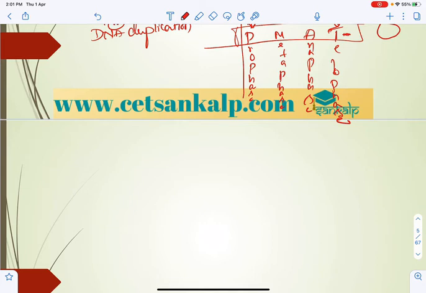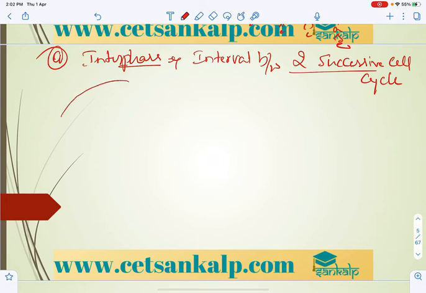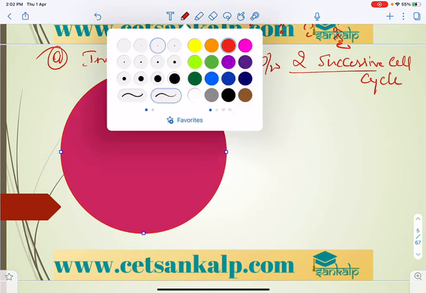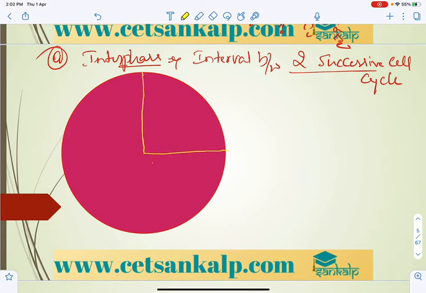I will mention here that interphase is the phase which occurs between two successive cell divisions. Interphase is the interval present between two successive cell cycles. Let us take the meaning of successive cell cycle. Here we can take a graph representation, where I am going to represent this. This is a total of 95% of the duration, which is taken by the interphase. So this completely is the interphase.